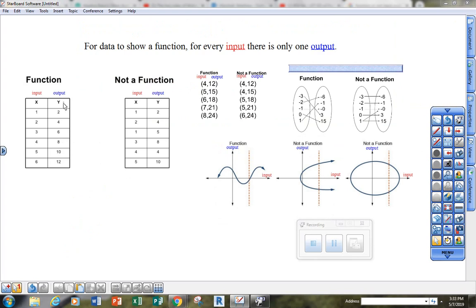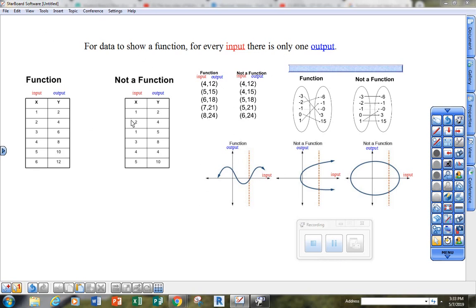There are different ways of showing input output that a function spits out. You could show it as a table. You could show that information as points. You could show that as little input output circles here, and then you could show it on a graph, input output. And today we're looking at the function test.